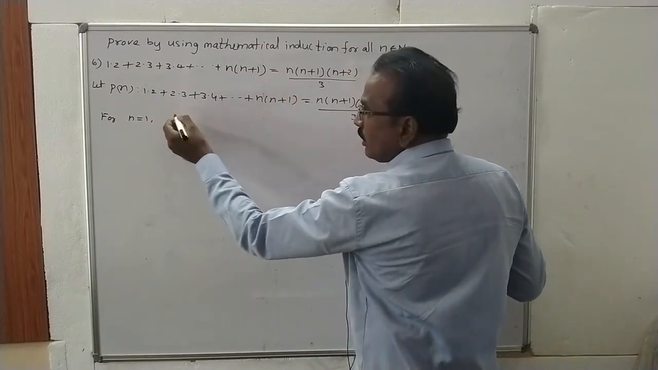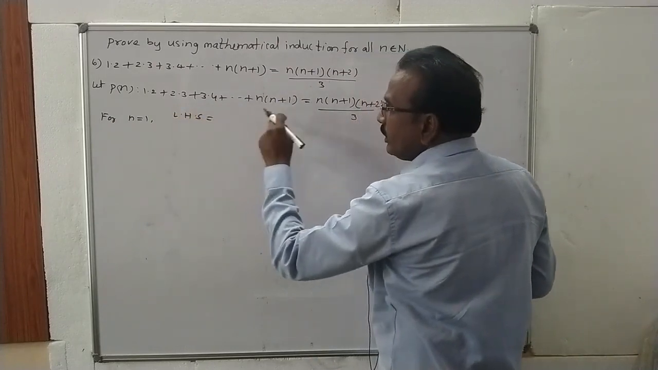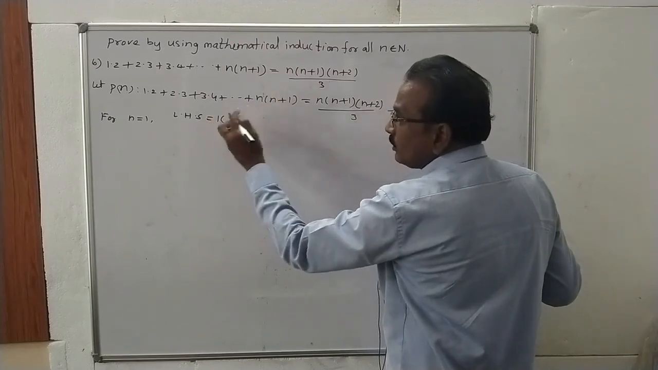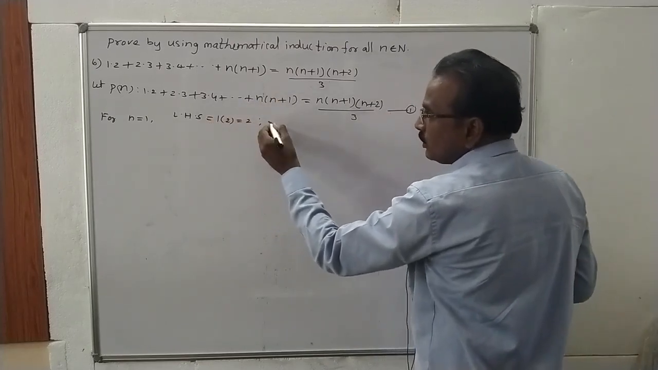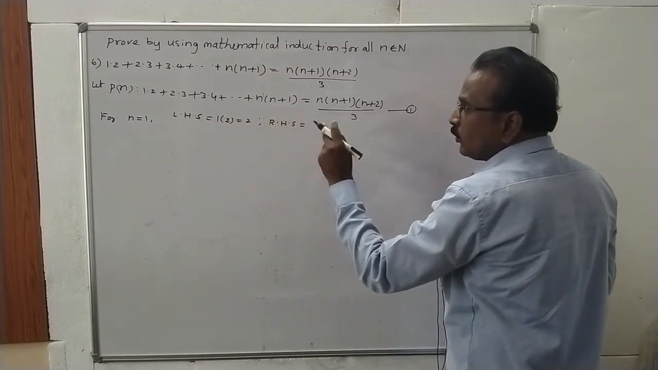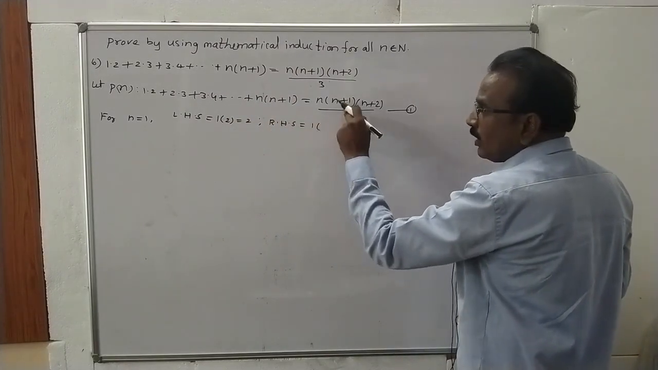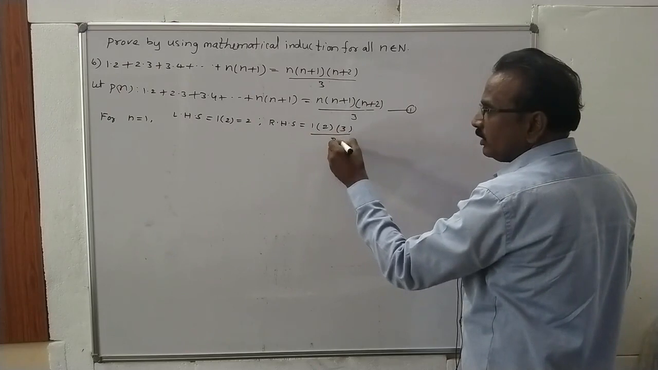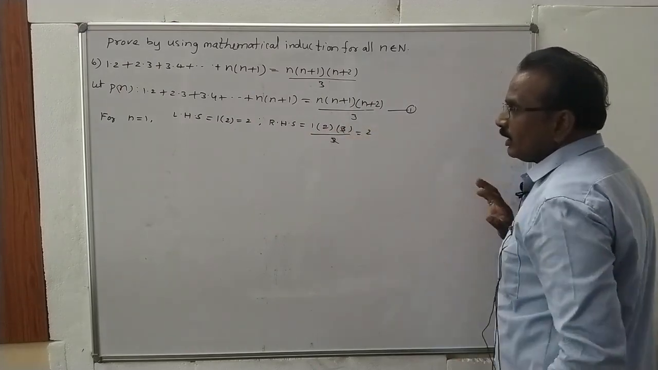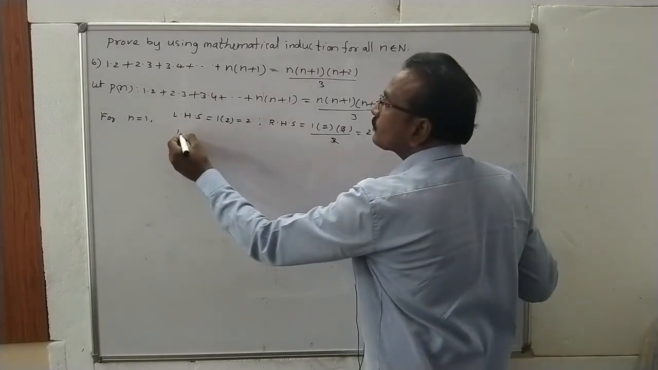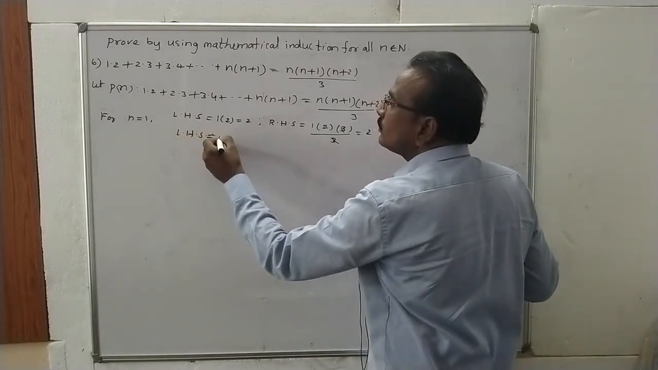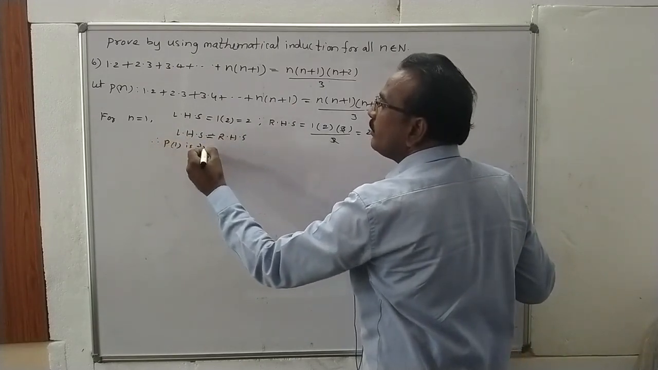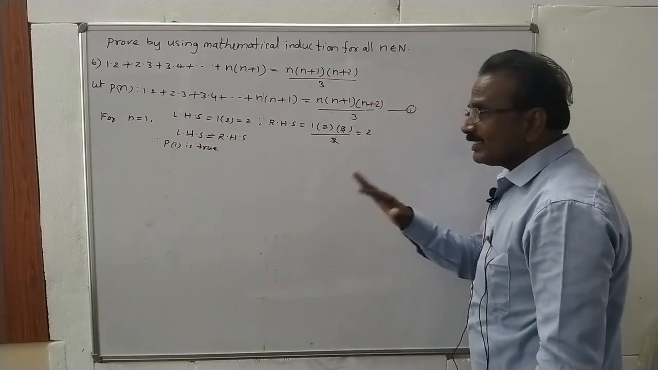So P for n is equal to 1. In LHS take the nth term, here put n is equal to 1, so 1 into 1 plus 1, 2, 1 2s are 2. LHS value is 2. RHS value: put n is equal to 1 in RHS also, 1 into 1 plus 1 into 1 plus 2, 3, divided by 3, 3 gets cancelled, so 2 ones are 2. So clearly LHS is equal to RHS. Therefore P of 1 is true. The statement is true for n is equal to 1. So the basic step is satisfied.